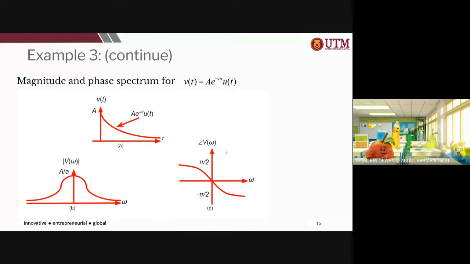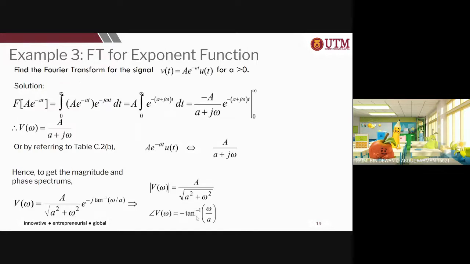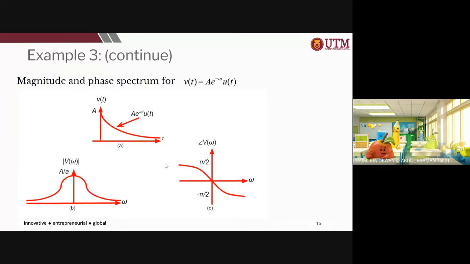Then this one is your phase, okay? So phase is from pi over 2 to negative pi over 2, okay? Because, and then if you notice this one is what? Inverse tangent, right? This one is inverse tangent. So what do you think this one is? This is the shape of what? What is the shape? What do you call this shape? Do you guys know this? This is like an inverse tangent shape, huh?